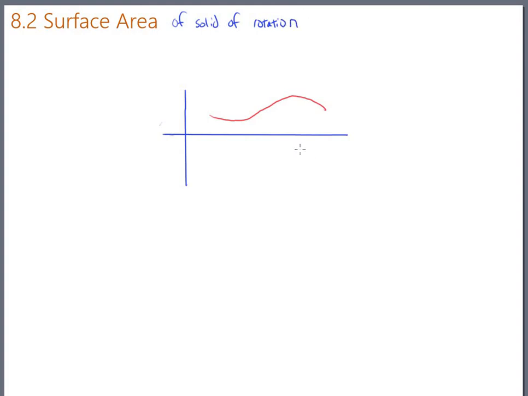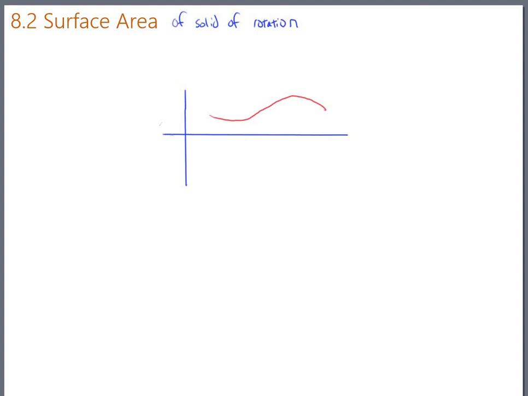Okay, so let's imagine you've got some sort of function here, this red function, and you're going to rotate it around the x-axis, and that's going to create a three-dimensional shape. And we already know how to find the volume of that thing. We did that a couple chapters ago. But let's talk now just about the surface area. Like if you needed to paint it, how much paint would it take?